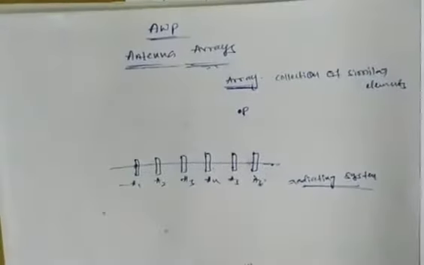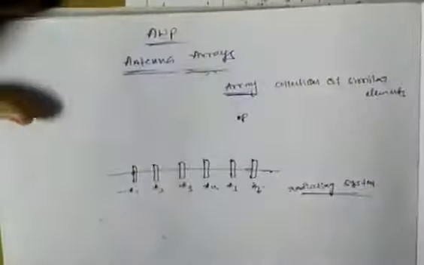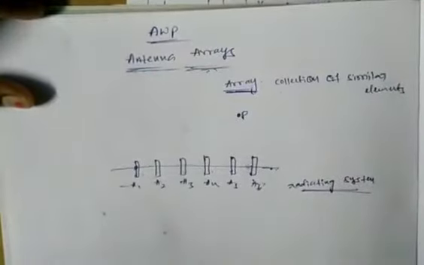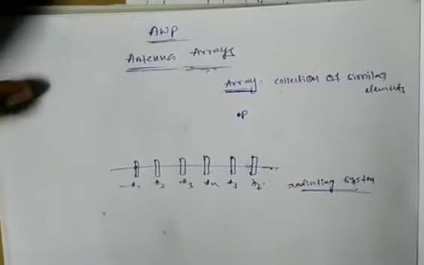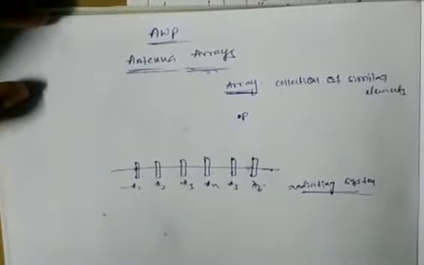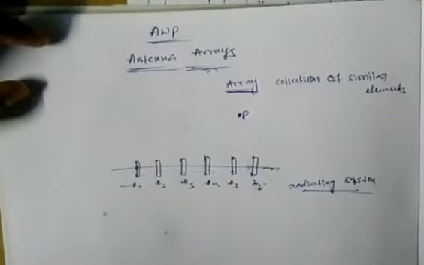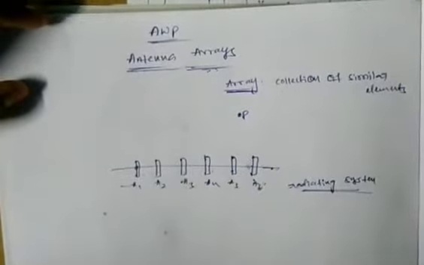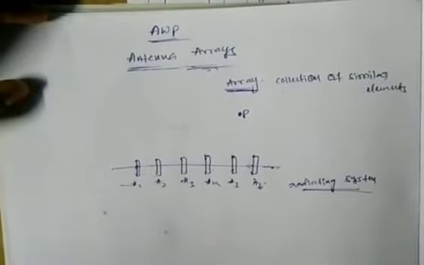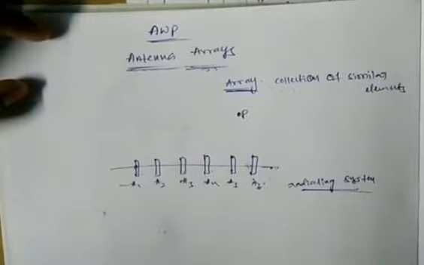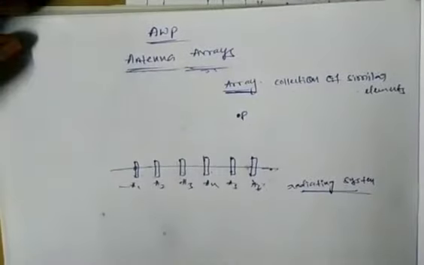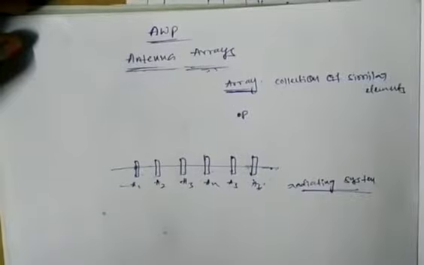Now what is the use of the antenna array? By using the antenna array, we obtain greater directivity in a particular direction, and also the maximum radiation in that particular direction. By using a single antenna, there is no possibility of obtaining greater directivity or greater radiation in a particular or desired direction. That's why we are using the antenna array to obtain maximum radiation in a particular direction.